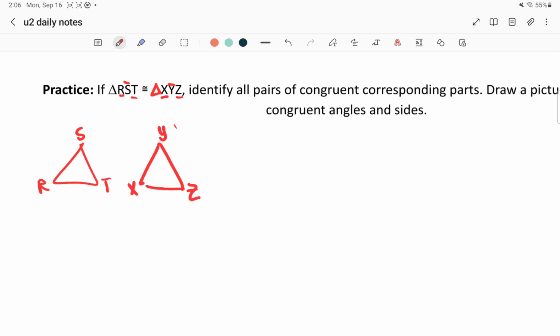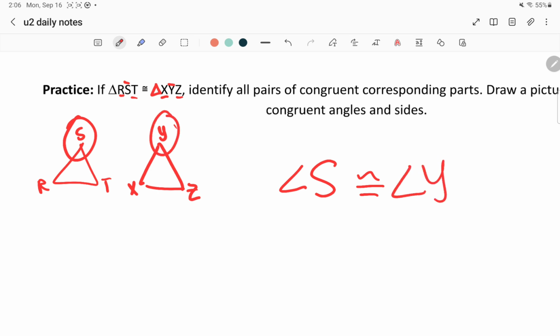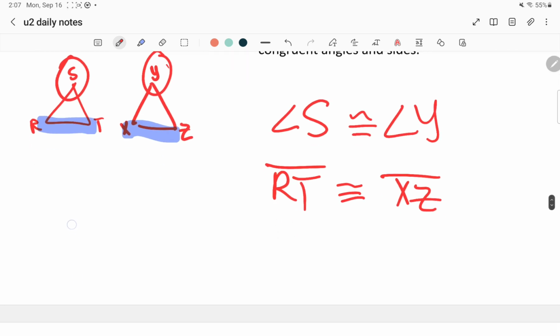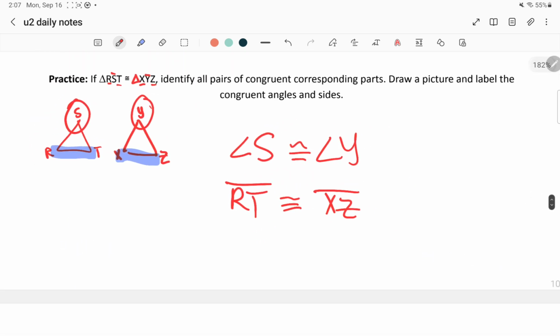With that, I can answer anything that Delta Math could possibly throw at me with this triangle. So if Delta Math asked me to find what is corresponding with angle S, well, I'd be able to say angle Y. If R to T was what I was being asked about, I would be able to say X to Z. Again, we're just looking for what matches.